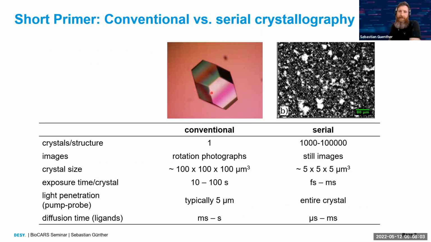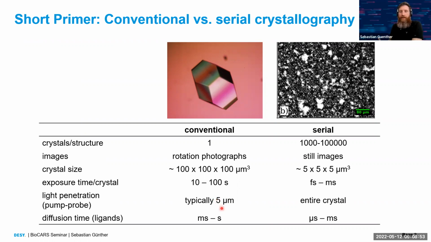Okay, a very short primer on conventional versus serial crystallography. With conventional crystallography, you typically have one or very few crystals. You take rotation images. Typical crystal size is around 100 by 100 by 100 cubic micrometers, but with new beamlines and beamline optics, this can be much smaller actually. Total exposure time per crystal is usually around 10 to 100 seconds. The drawback of these rather large crystals, if you want to do time-resolved studies and activate your protein with a light pump probe, or in general with some laser, is that you will have absorption effects, and so typically the light doesn't penetrate homogeneously through the whole crystal.